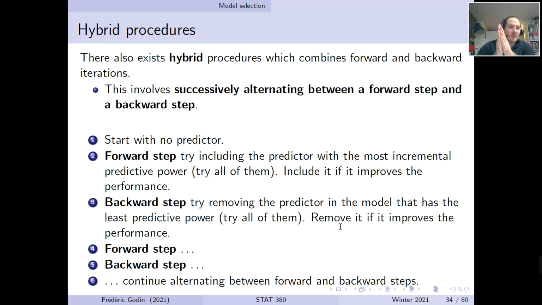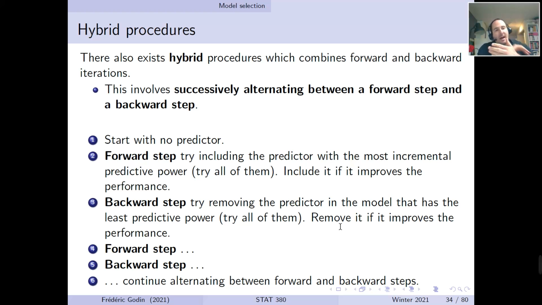Then in the second forward step, you might include a second parameter. And then the second backward step, once again, you can show that it is useless, because you will not remove the one you've just included, and you will not remove the first parameter, otherwise it would have been optimal in the first place.